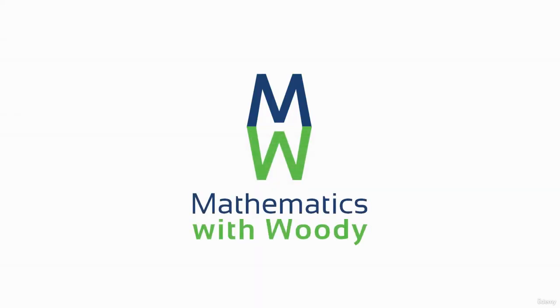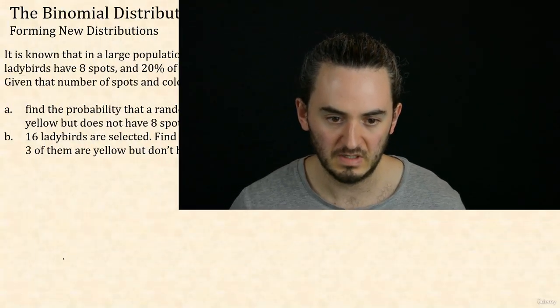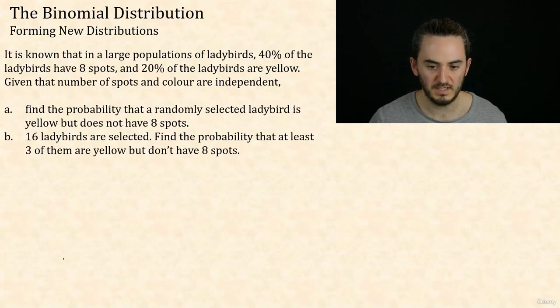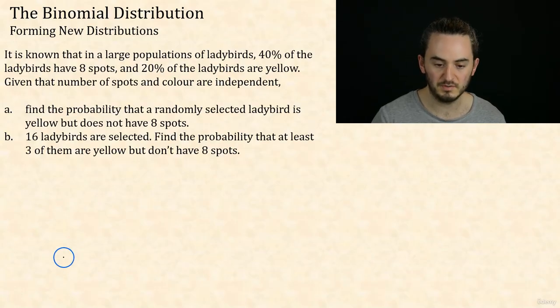In this video, we're going to look at another example of a tricky question where we need to use a previous answer to form a new binomial distribution. Let's take a look. It is known that in a large population of ladybirds, 40% of the ladybirds have 8 spots and 20% of the ladybirds are yellow. Given that the number of spots and colour are independent, find the probability that a randomly selected ladybird is yellow but does not have 8 spots.